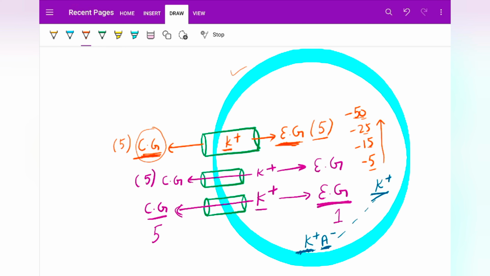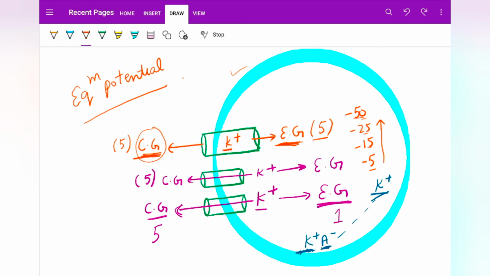That is, it stops the net movement of K plus, and we say that K plus has achieved an equilibrium between its concentration and electrical gradient. So the potential at which equilibrium is achieved is called the equilibrium potential. Or in right words, we should say that the membrane has achieved equilibrium potential for potassium.